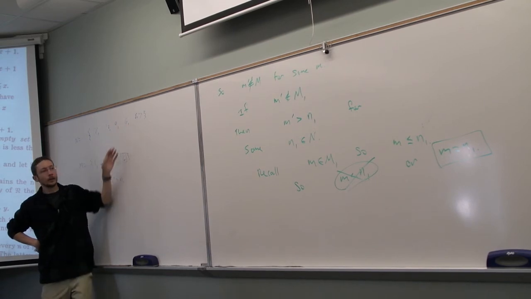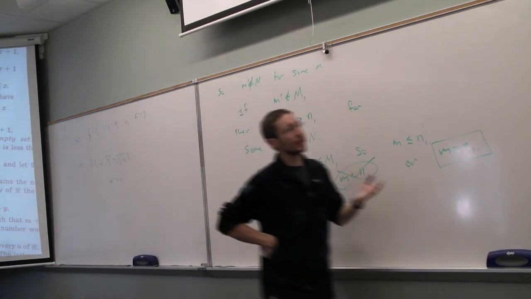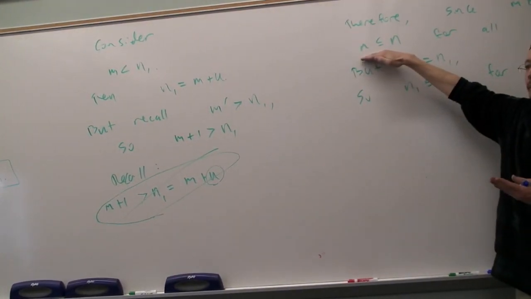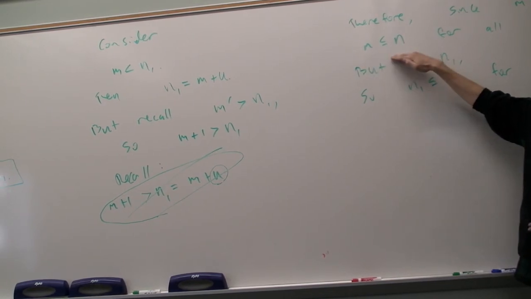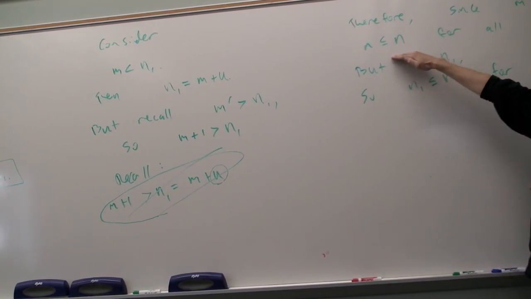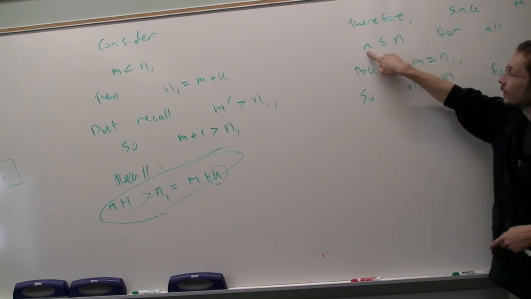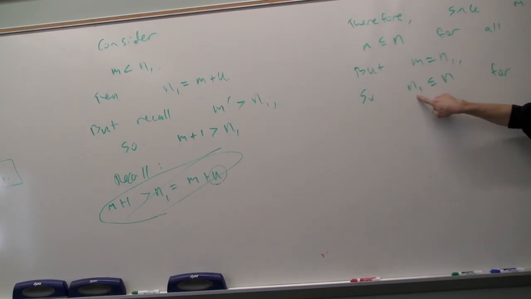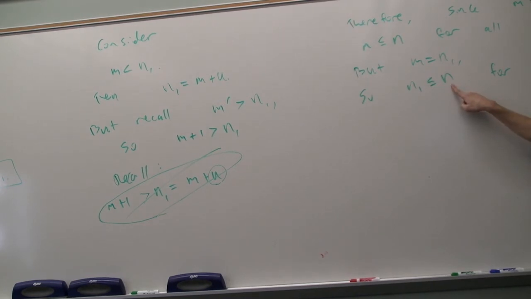Okay? So how do we finally prove that? Well, we say, recall the definition of M. M has to be smaller than or equal to all the N's. Well, guess what? We found that N1 was equal to M. So by a little substitution, we find that N1 has to be smaller than or equal to all N's. And that means that N had a least element. It's called N1.